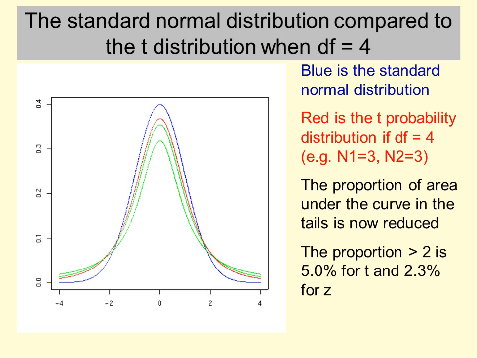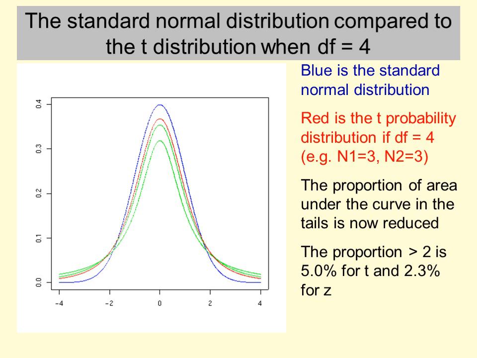Remember that when degrees of freedom was only 2, it was about 14% of the area under the curve for the t distribution. So what we're saying is that a t statistic of 2 is much more likely to indicate a significant result in a sample size of 4 than it is in a sample size of 2.